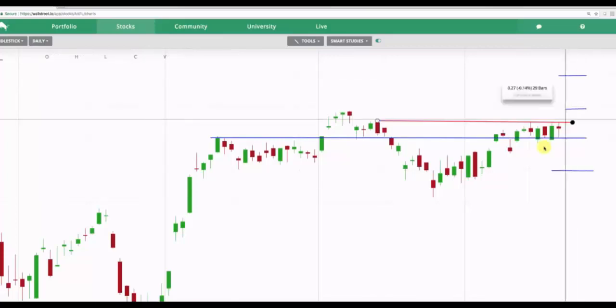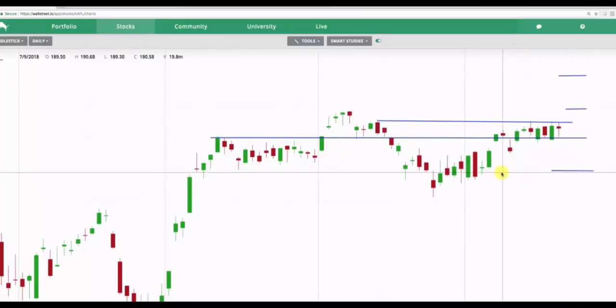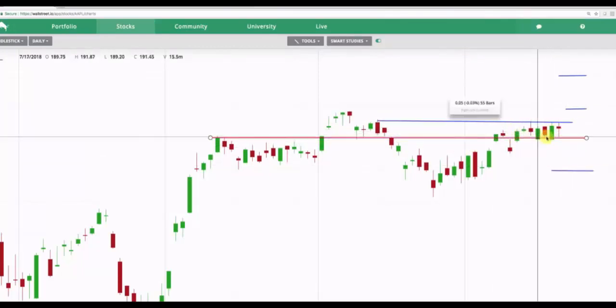We do have earnings coming up, and I'd like to see a move before earnings, but ultimately the price here is going to determine the directionality. Right now we're extremely neutral inside of this band.